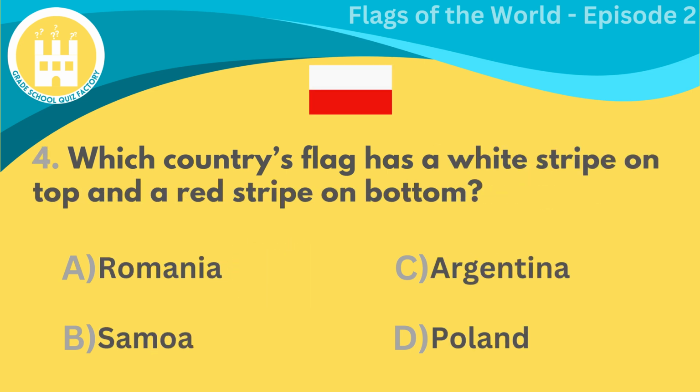Which country's flag has a white stripe on top and a red stripe on bottom? And the answer is letter D, Poland.